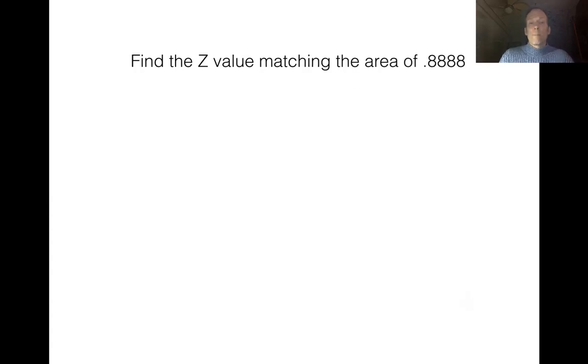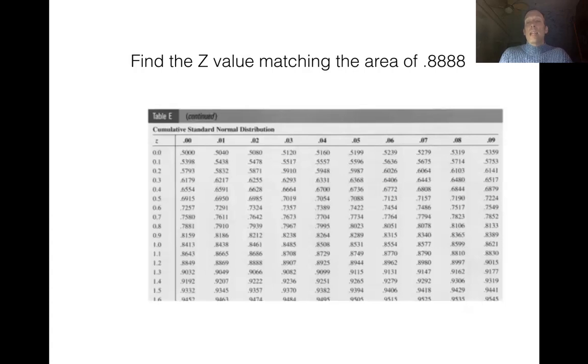Let's do another. This time we want to find the Z value that matches the area of 0.8888. And this means we're going to switch to the high side because we're greater than 50%. And I'm going to go inside my Z table. I'm going to look for the closest area that matches 0.8888. And here it is right away. So it's going to turn out to be that my Z score will be 1.22 that matches.